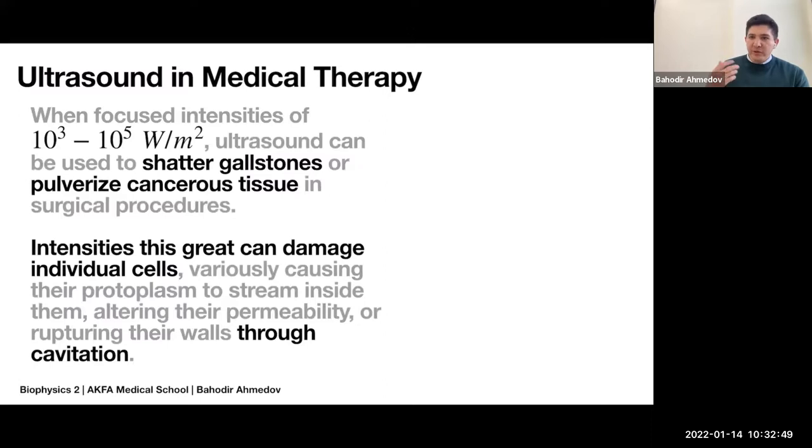As a rule, in order to do this, the sound should have enough frequency, enough intensity, and enough amplitude. So all three physical properties of the sound should be high enough in order to shatter the gallstone or pulverize the cancerous tissues.